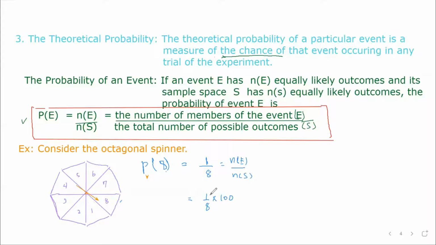And then equal to what? How many percent? So 100 divided by 8. So we have exactly 12.5 percent. If this is converted to decimal, it is equal to 0.125. Okay. So that's how to use the formula of probability.